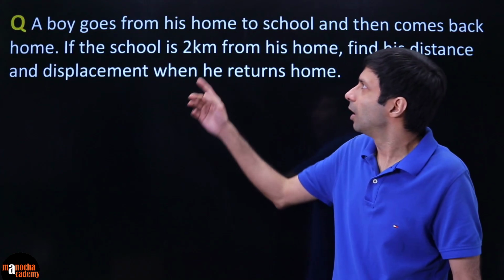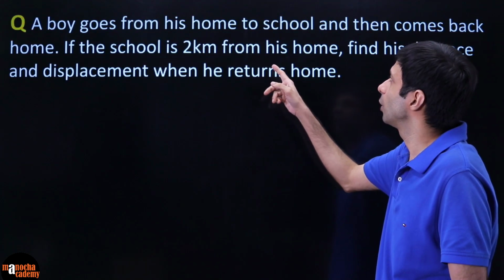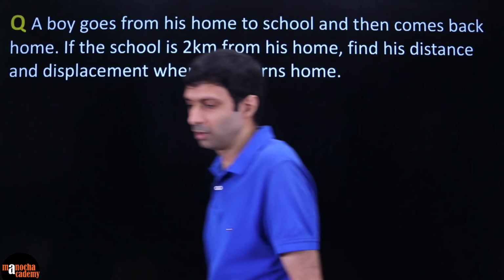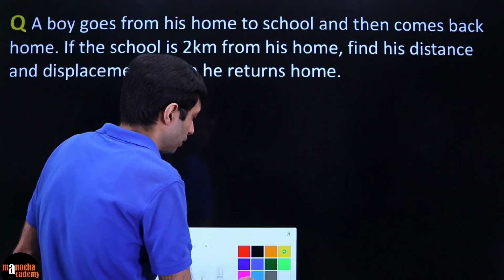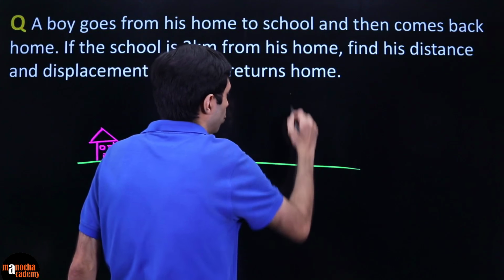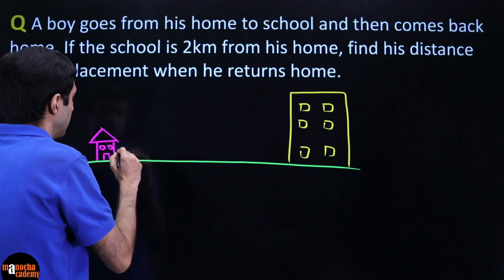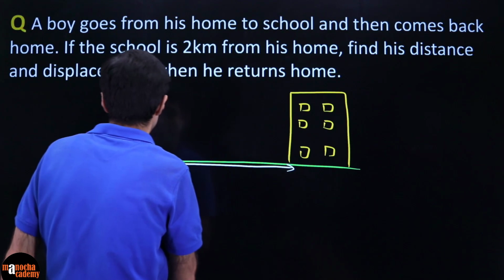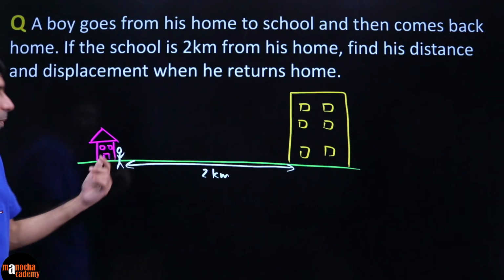Now let's try this question. A boy goes from his home to school and then comes back home. If the school is 2 kilometers from his home, find his distance and displacement when he returns home. Let's imagine, always it's good to draw a diagram. Let's imagine this is his home. So the boy goes from home to school. Since nothing much is given, let's say we'll just take it to be a straight line here, 2 kilometers. He's going to school and then he comes back.